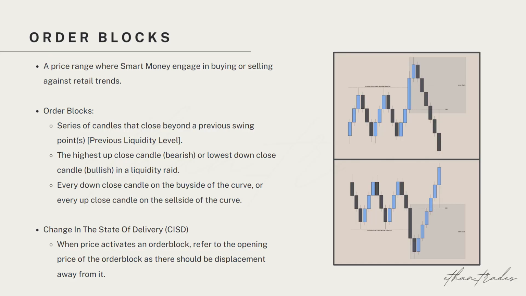When looking for an order block on a chart, there are three different ways to look for order blocks. And once the order block is identified, we pay attention to the opening price of the order block, expecting price to displace away once price touches it. This is called a change in the state of delivery, also referred to as CISD.